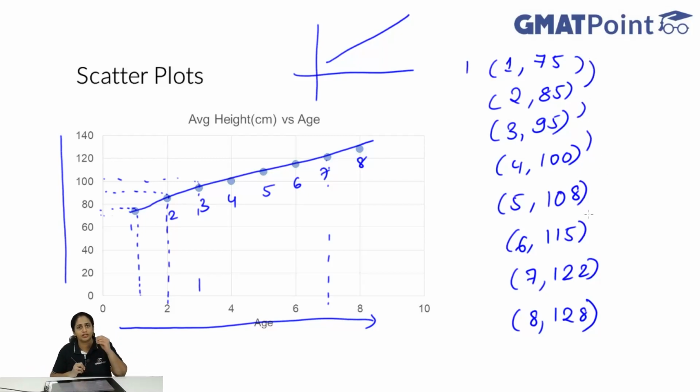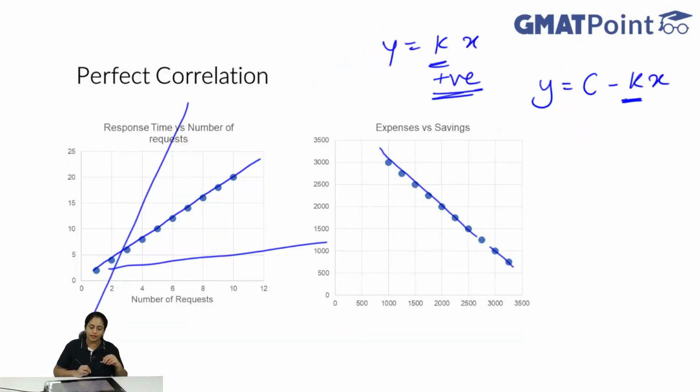So it is a very strong positive correlation. Positive correlation shows that as the value of x increases, the value of y increases proportionally. Similarly, in perfect correlation, it has to increase proportionally. In a perfect negative correlation, it has to decrease proportionally.